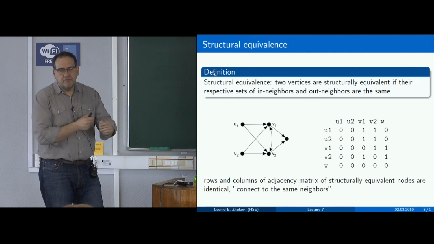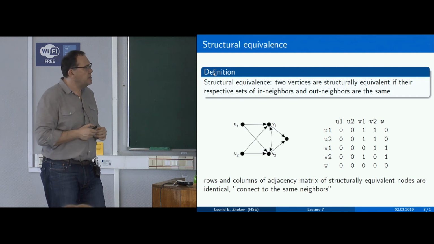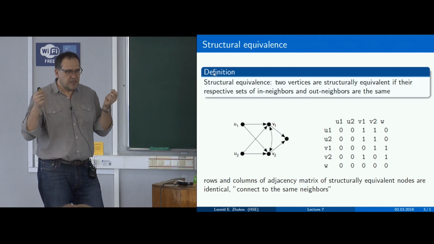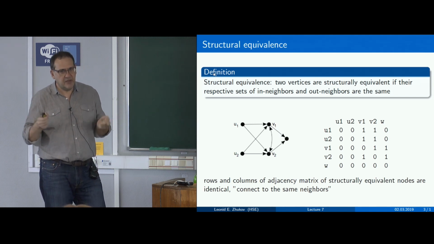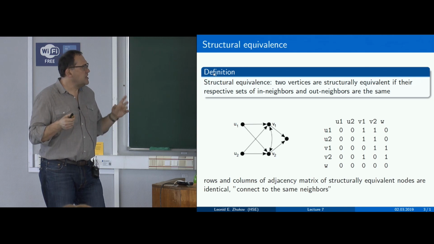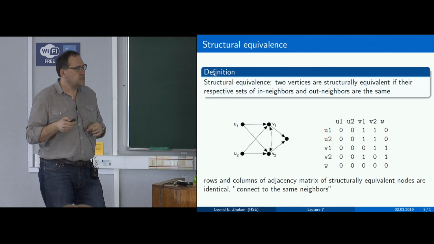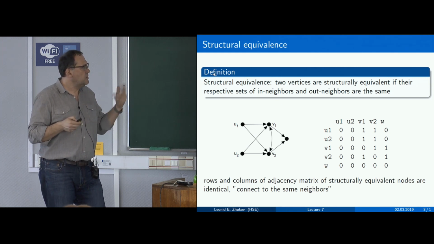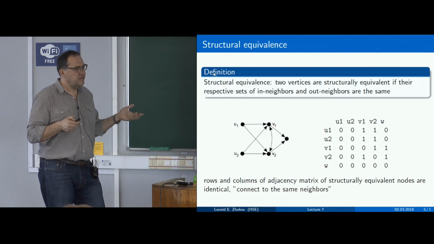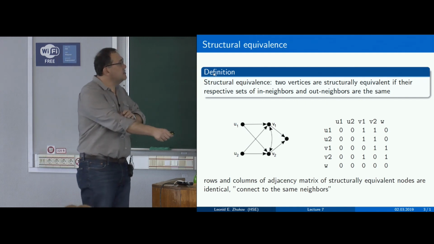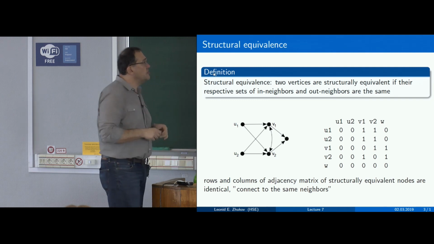Can we compare them? How can we compare them based on their position and role within the network? And then we talk about correlation between the values on those vertices. And you know, we'll talk about what's called assortative and disassortative networks. So the very first definition is a definition of structural equivalence.